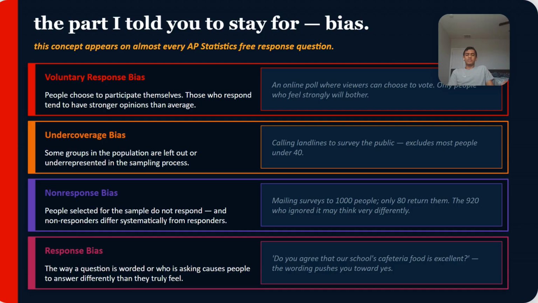Now, lastly, here's response bias. The wording of a question or who is asking it pushes people towards a particular answer. Do you agree our cafeteria food is excellent? Is not a neutral question. Neither is an officer asking if you always follow traffic rules. For the AP exam, name the bias, explain what causes it, and describe the direction it pushes the results. That's the three-part answer that gets full credit.